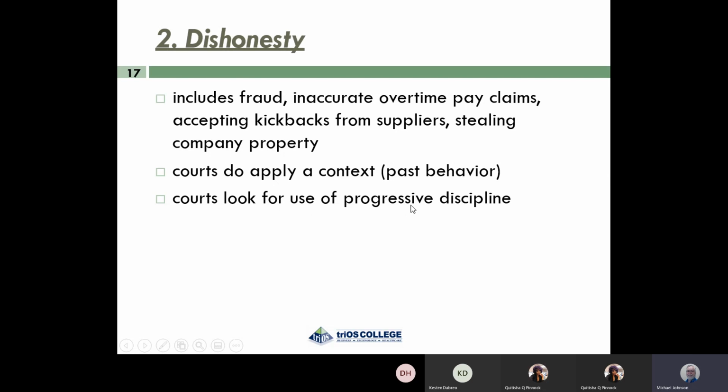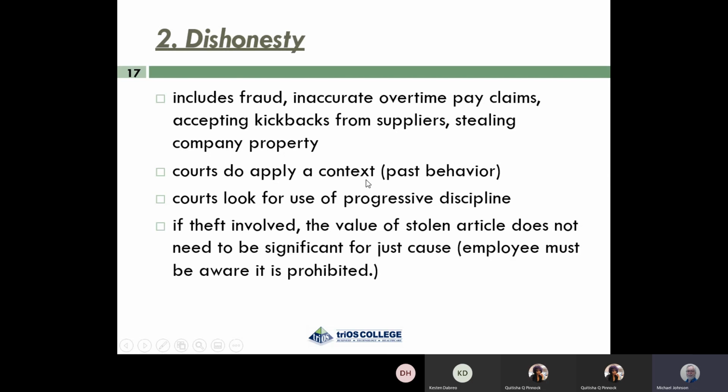Court looks for use of progressive discipline. Do you use it? Have you used it before with that individual? Or have you used it before with other individuals? So maybe there's a common issue within that particular company or department. If the theft is involved, the value of the stolen article does not need to be significant. It really doesn't.